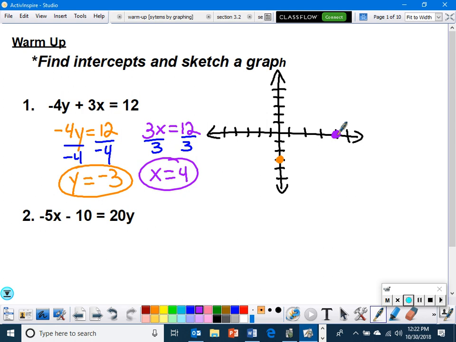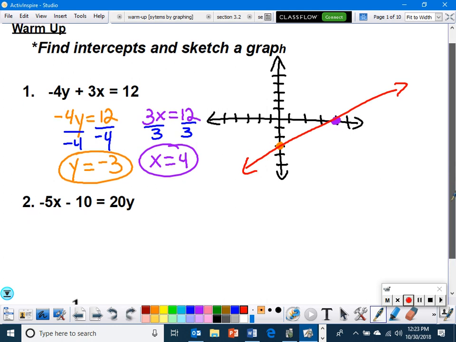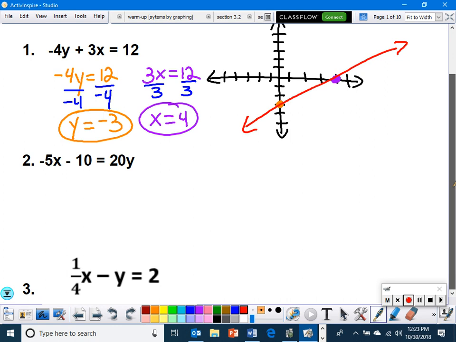And now I'm going to draw my line through those two dots. And there is a sketch of that equation. All right, the next one. I'm going to do it the same way.